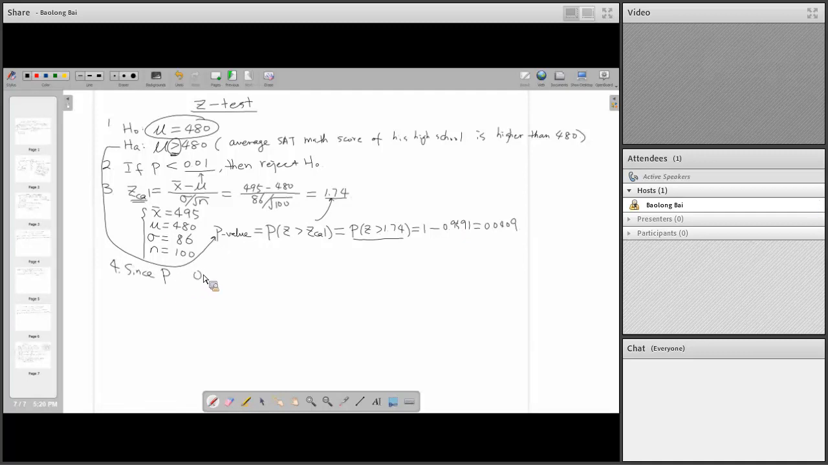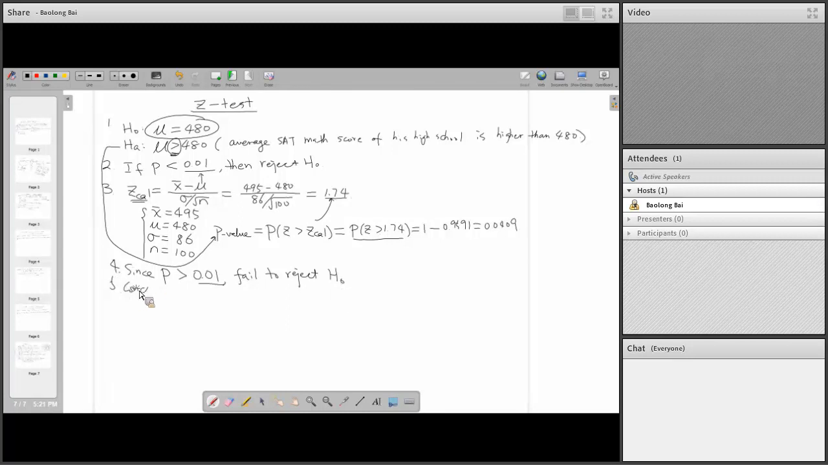So we already defined what a p-value is. We decided to use alpha as 0.01, right? So compare 0.0409 with 0.01. Which one's bigger? Obviously, p is greater than 0.01, right? Then what's our decision? We're going to fail to reject the null, right? You're only going to reject the null if p is less than alpha, right? If p is greater than alpha, we fail to reject the null.